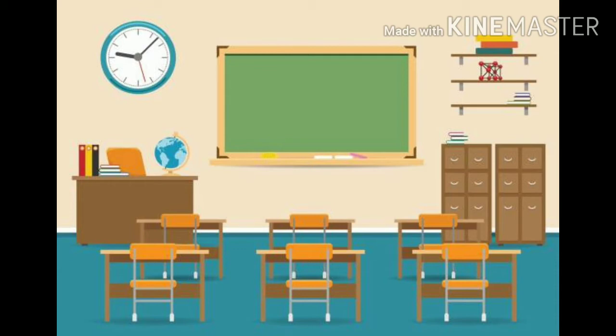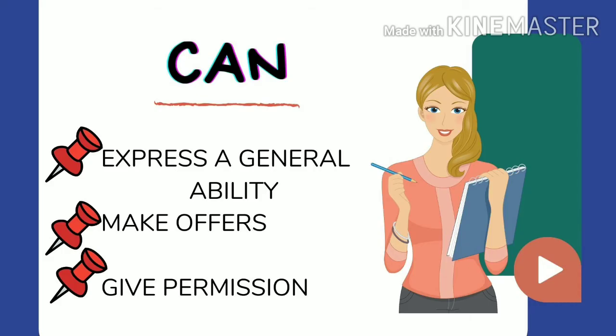Now, let's try to differentiate each modal. Let's start with can. When we use can as a modal verb, it functions as expressing a general ability, making offers, and giving permission. When we say can, it means you are expressing an ability, which means you can do it.